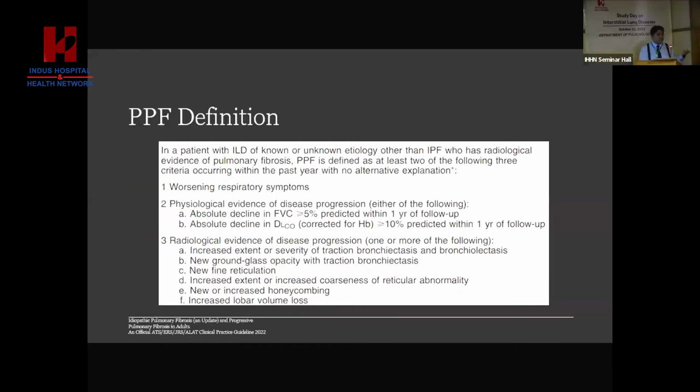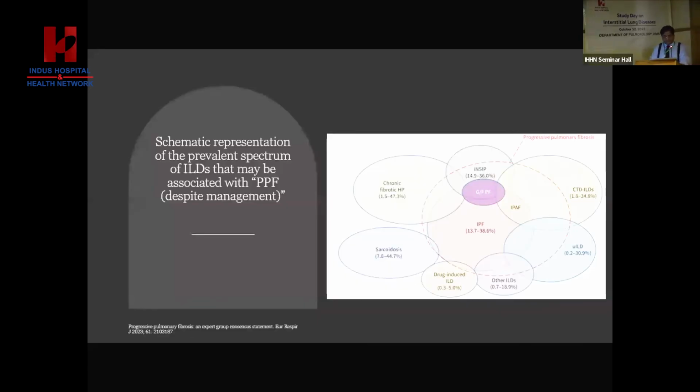Here comes the PPF definition from the ATS guidelines, 2022. That is an ILD of known or unknown cause other than IPF. This is progressive pulmonary fibrosis, and of these 3 criteria, any 2 should be present: the clinical worsening of respiratory symptoms, the physiological evidence of disease progression, and the radiological progression. So this is the criteria, and this is what we see most of the time, that our patients have a progressive disease at times.